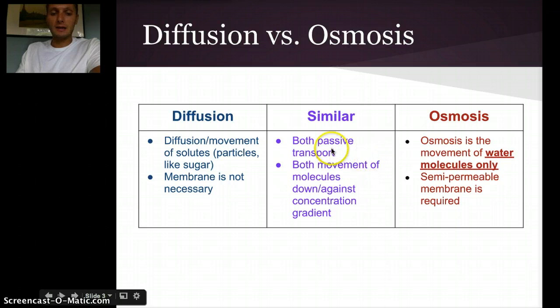They're similar in that they are both passive transport, meaning that they don't require energy. And in both situations, it's the movement of molecules down the concentration gradient. That concentration gradient means we're moving from an area of high concentration to an area of low concentration. So we're moving from an area where there's a lot of something to an area where there's very little of something. And again, that occurs until equilibrium, or a balance point, is met between the two.